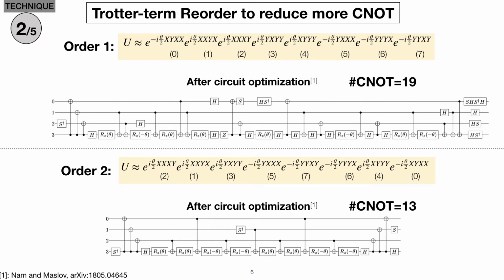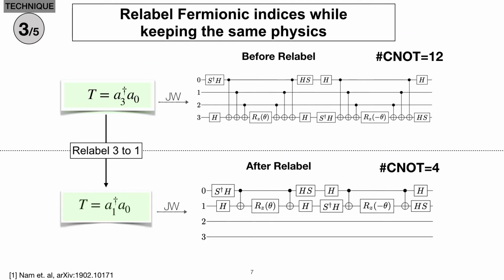We can further optimize by cleverly arranging the trotter subterms. The trotter error bound remains the same under the rearrangement. For instance, we could order the subterms according to order 1 versus order 2. If we implement a circuit with order 2 compared to order 1 with 19 CNOT gates, the optimized circuit requires only 13 CNOT gates. Another technique we can consider is to relabel fermionic indices.